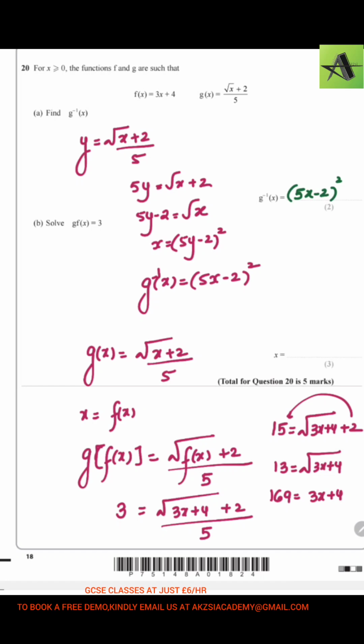Now subtracting 4 from both the sides, this is 165 is equal to 3x. And finally dividing both the sides by 3, x is equal to 165 over 3. So this is 55. So the final value of x is 55.